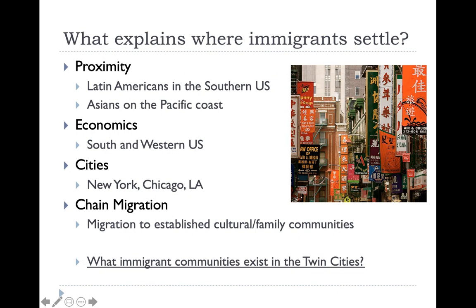Economics also play an important aspect of where immigrants settle. The South and the Western parts of the United States have more job opportunities for recent immigrants. Therefore, immigrants are going to settle in these areas because they are more likely to find immediate employment. Immigrants are also likely to settle in larger areas versus rural areas. Cities such as New York, Chicago, and Los Angeles all have large immigrant populations.